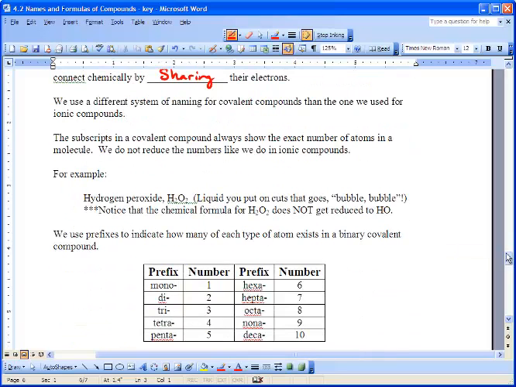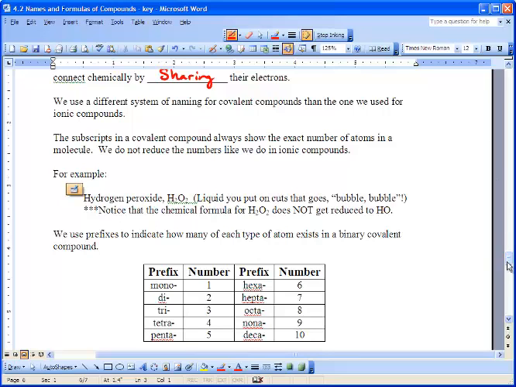Now, we use a different system of naming for covalent compounds than we would use for ionic compounds. For example, we've got hydrogen peroxide, which is H2O2. This is a liquid that we put into our cuts or bruises, things like that, and it helps reduce the bacteria numbers. And so we never ever reduce the numbers. We just always leave them the way they are.